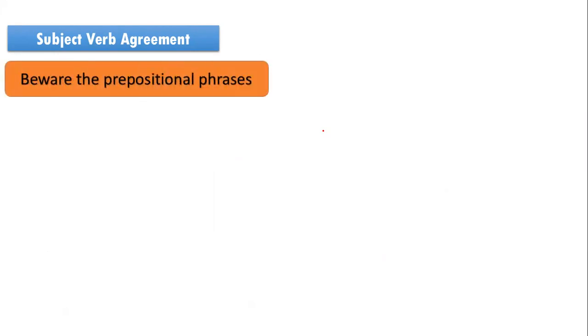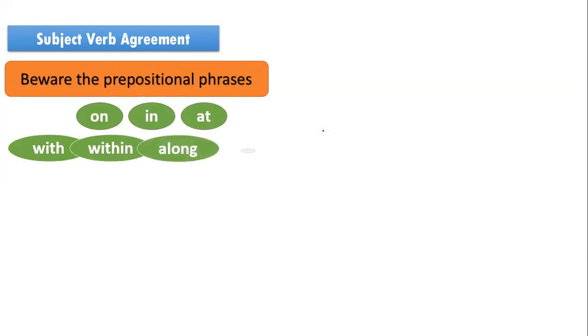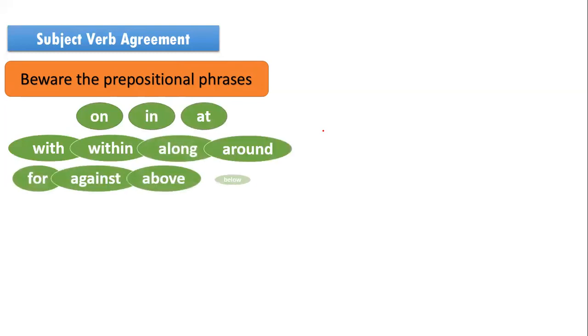Look guys, subject verb agreement is something that's very simple and easy. But be careful about something very important: beware the prepositional phrases. They always trick us. Let's remember what prepositional phrases are. The words that keep appearing in front of you are called prepositions, which are on, in, at, with, within, along, around and so on. So these words are called prepositions.